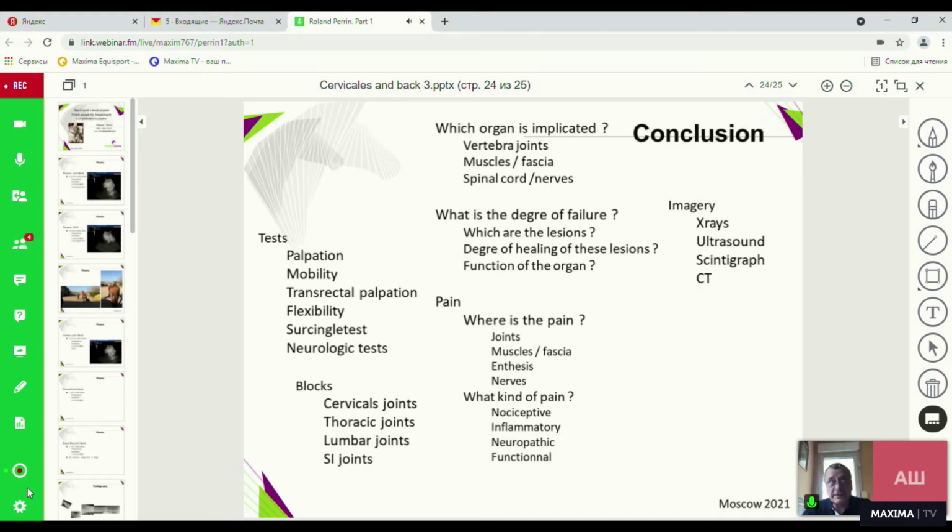If you have a stenosis of the vertebral canal because you have a big osteoarthrosis of the joint, you can do all the infiltration of the joint, you will never have a result. So you have to make a very good diagnosis and to appreciate the function of the organ.